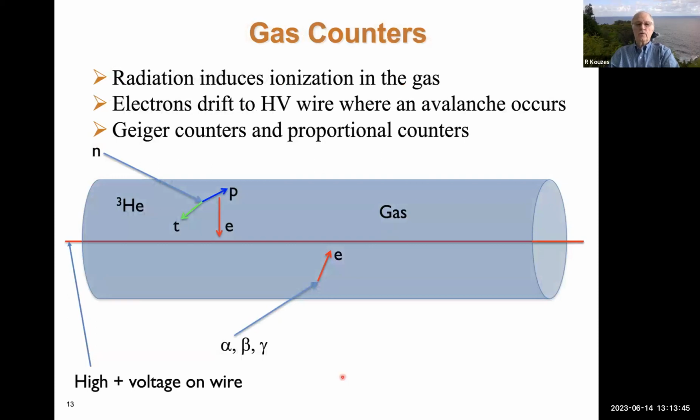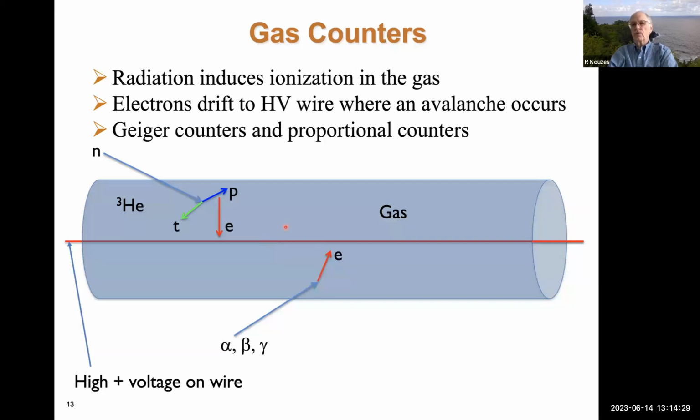So first, let's consider gas counters. Consider a cylinder filled with some gas, and running down the middle of the cylinder, we typically have a thin wire with some voltage on it, typically a positive voltage. If an alpha, beta, or gamma comes in and hits the gas, it will lose energy and generate a bunch of electrons and ions. Or if a neutron comes in and hits a helium nucleus, for example, it'll be absorbed, generating a proton and a triton, and those end up resulting in, again, a number of electrons and ions that are freed. If we put a positive voltage on this wire, the electrons will drift towards the wire, and in a few microseconds, they will get next to the wire.